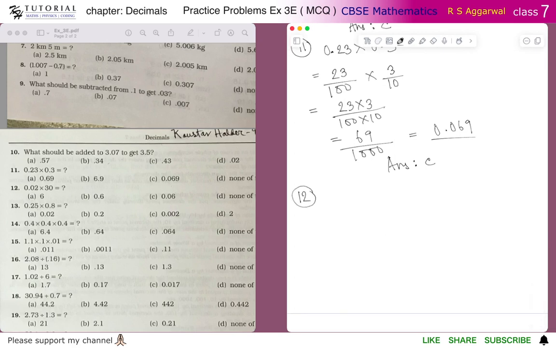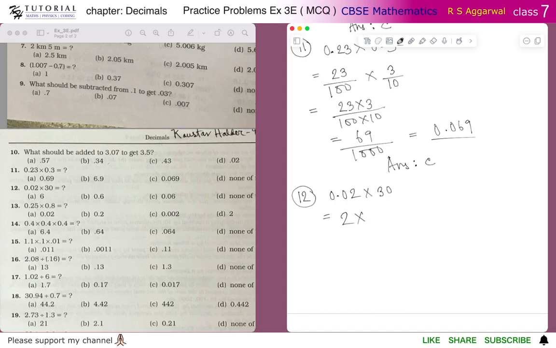Okay, let's do problem number 12. It is asking to multiply 0.02 into 30. So this is the multiplication of a decimal number by a whole number. What do we do? We first multiply the whole number with the decimal number, but omitting the decimal point of the decimal number.